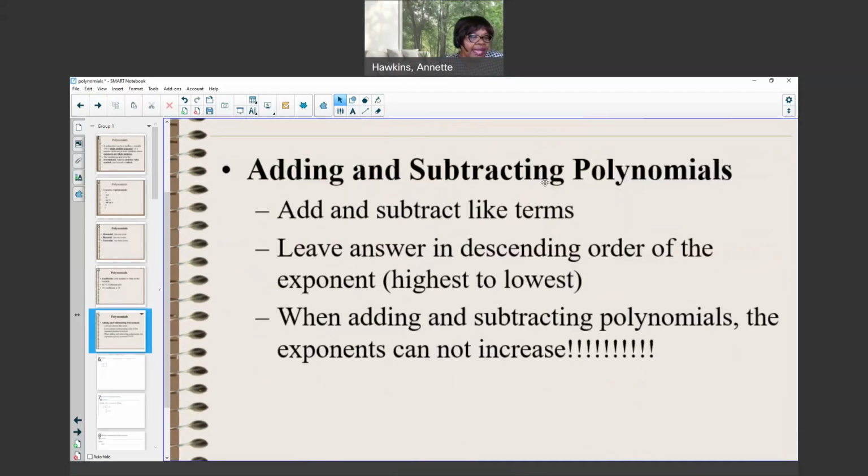And so when we add and subtract polynomials, it's like adding and subtracting like terms. And we leave the answer in descending order of the exponent. And when you add and subtract polynomials, the exponents cannot increase. Now, we will see this later on when we add and subtract polynomials.